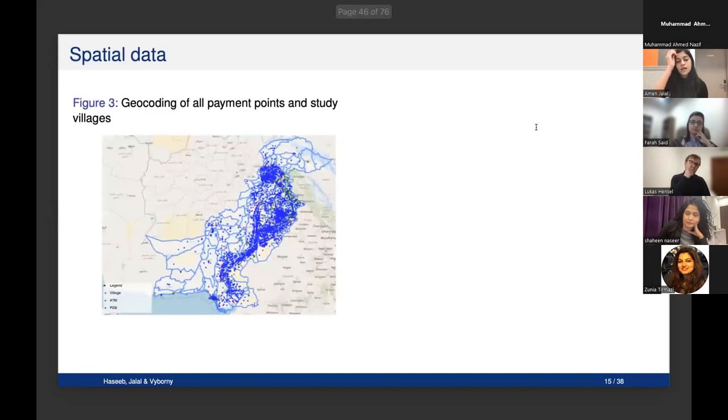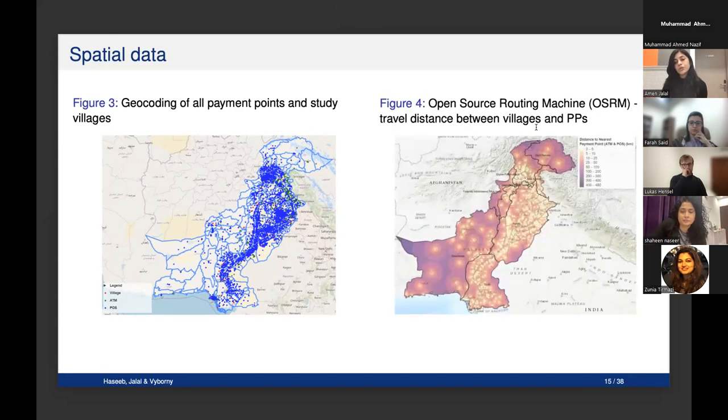And then we take the string addresses of all the payment points and villages and geocode them across the country. And then we use Open Source Routing Machine, which you can think of as Google Maps, basically, to compute travel distances between villages and payment points. The reason we use travel distance is just because we think it helps reduce some noise, because 5 kilometers in Lahore may mean something very different from 5 kilometers in the hilly area.